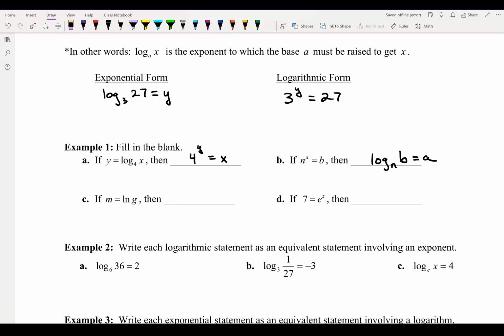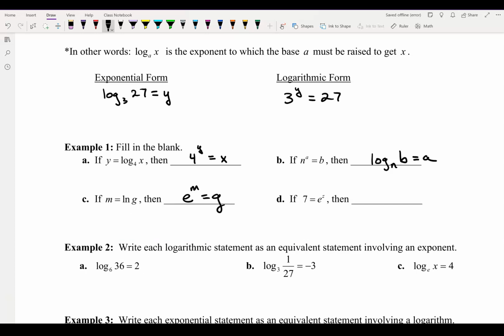Next one, we have an ln. ln is equivalent to saying log base e, like this. But we're never going to write log base e, we're always going to write ln. If that's the case, and we're writing this in exponential form, we have e as the base, raised to the m power equals g. Again, we're starting down here and coming around like that.